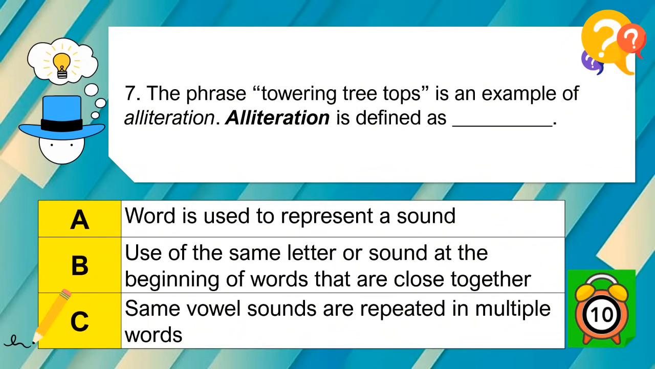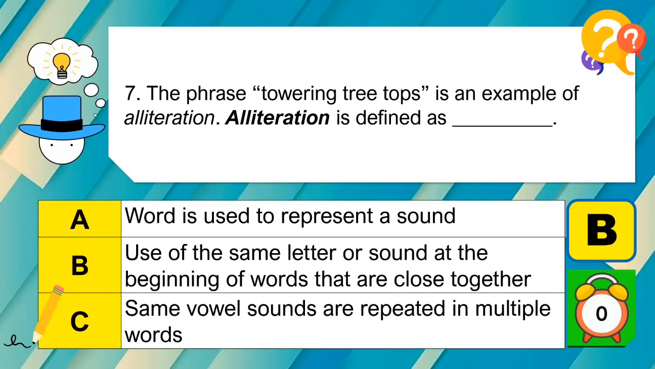Number 7. The phrase towering tree tops is an example of alliteration. Alliteration is defined as blank. The correct answer is letter B. Alliteration is the use of the same letter or sound at the beginning of words that are close together.